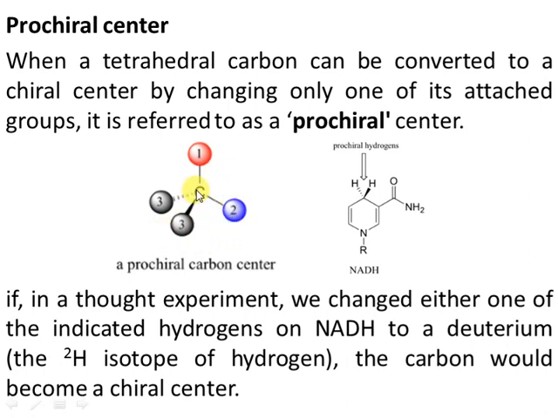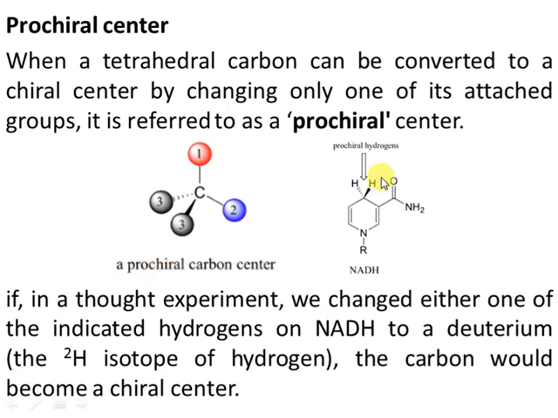So such a center in which, if we replace one of the two groups which are the same by some other group such that the 4 groups become different, then such a carbon or such a center is called a prochiral center, right?